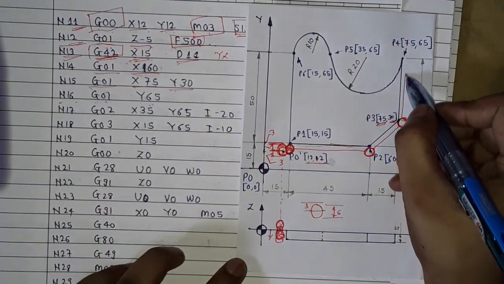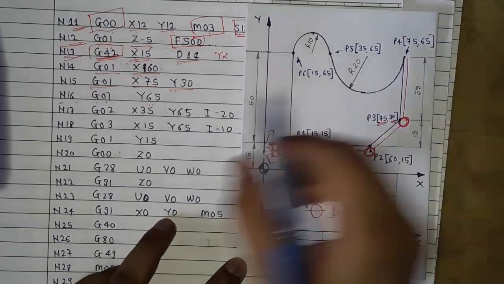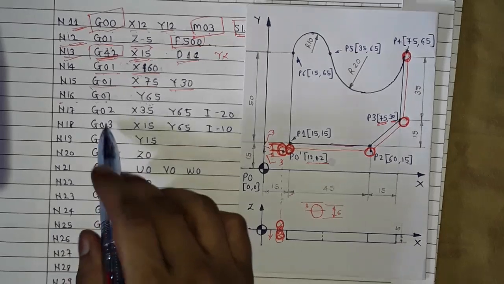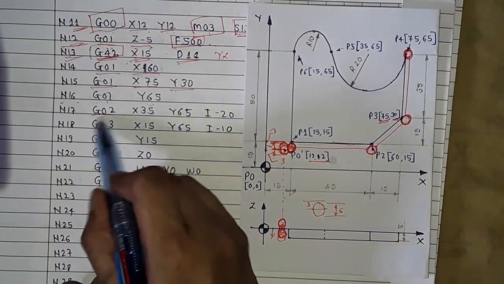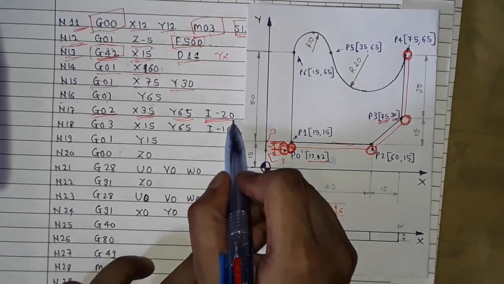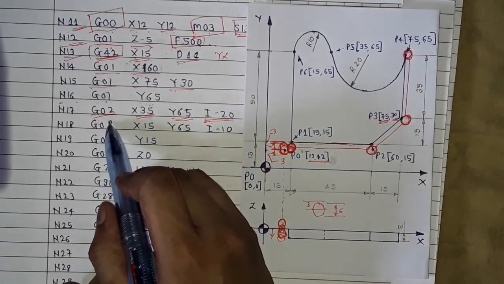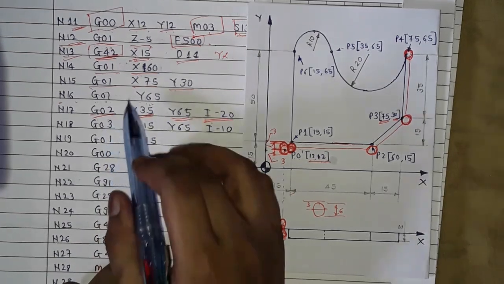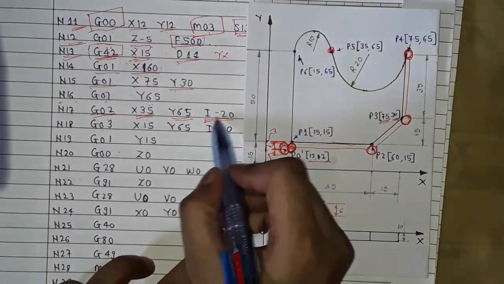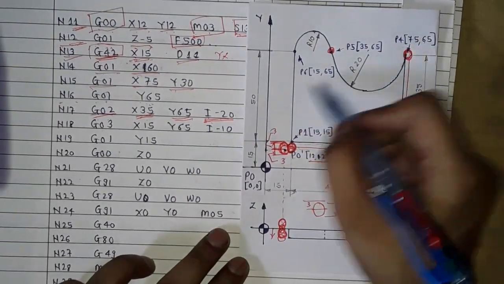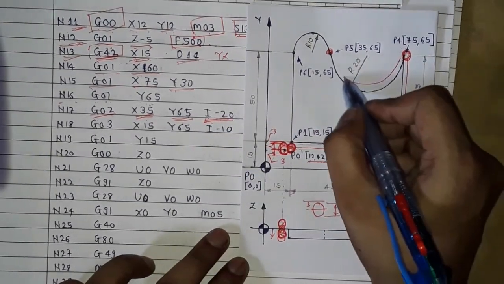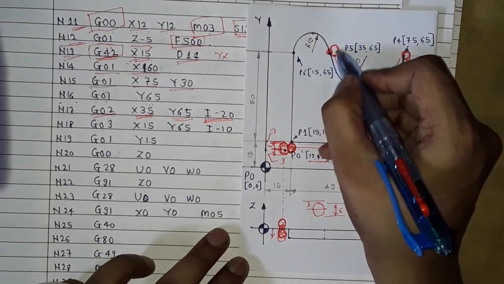Next N16 G01 Y65. Now the cutter will move in the upward direction in Y, as it is plus here. Now the cutter is in this position. Next G02 X35 Y65 I minus 20. Here G02 is for clockwise circular interpolation. This point is 35 and 65, and I minus 20 is the radius of this semicircle. Now the cutter will move from this position to this position.